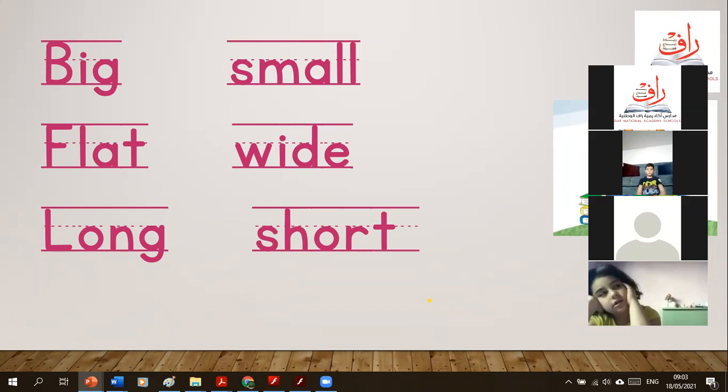Yes, again. Wide, excellent. Continue. Long. Large. Long. G says G. Okay, return. G. Yes. Again. G. Short. Long. Then. Short, excellent, yeah, Ritan. Okay, so these are the words for today.